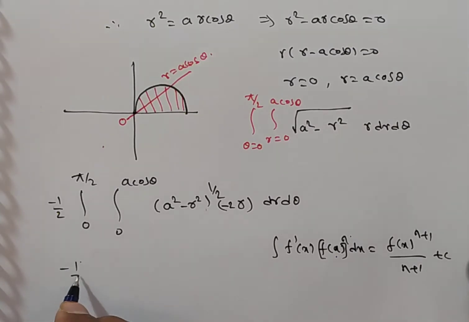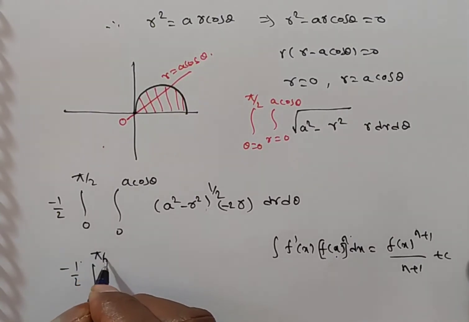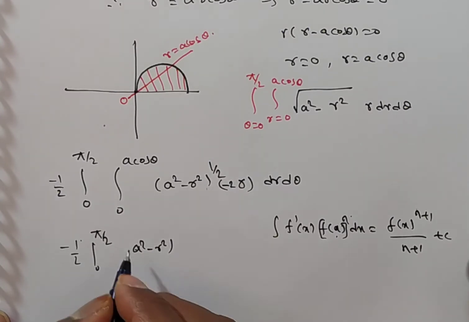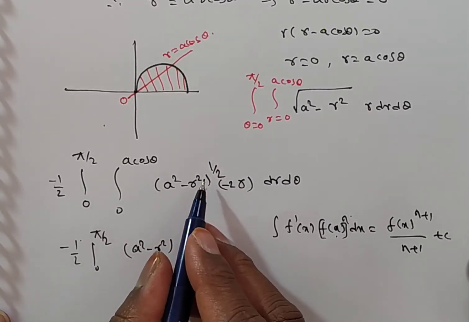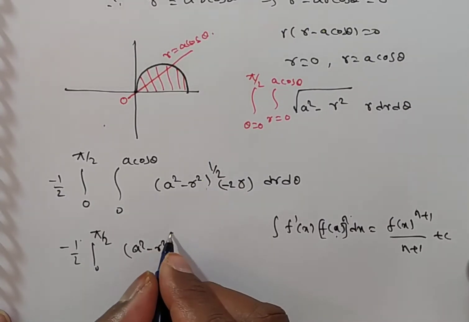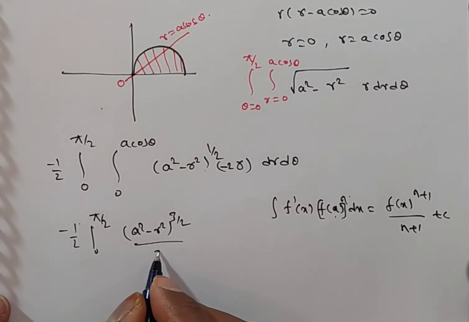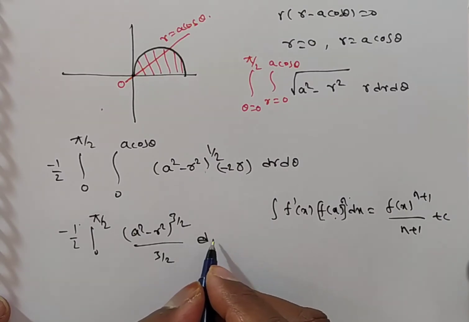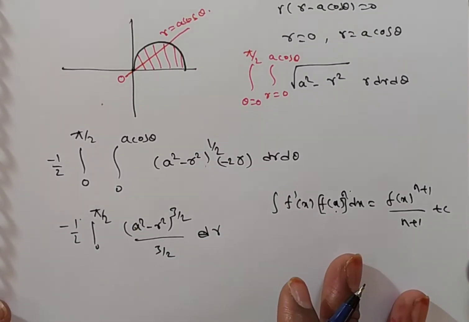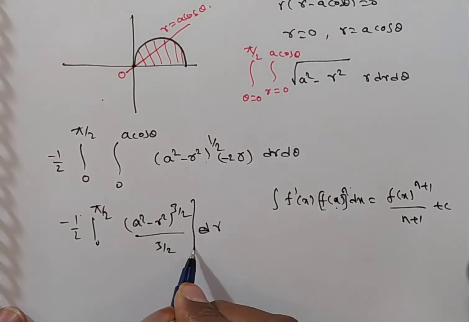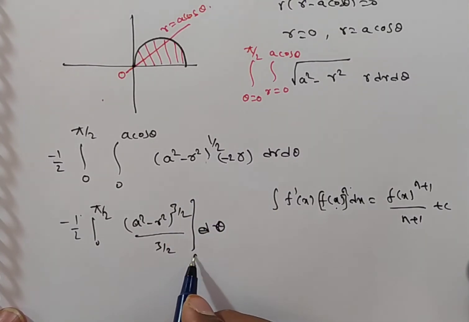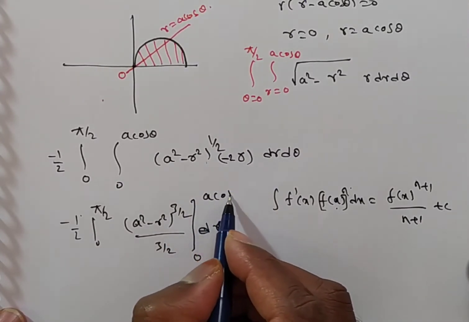So minus 1 by 2 times the integral from 0 to pi by 2. What is f of r here? You have a square minus r square power 1 by 2. 1 by 2 plus 1 is nothing but what? 3 by 2, divided by 3 by 2, plus dr. Is it clear for everyone? Limits with respect to r we are done. So this is d theta. What are the limits you have? 0 to a cos theta.